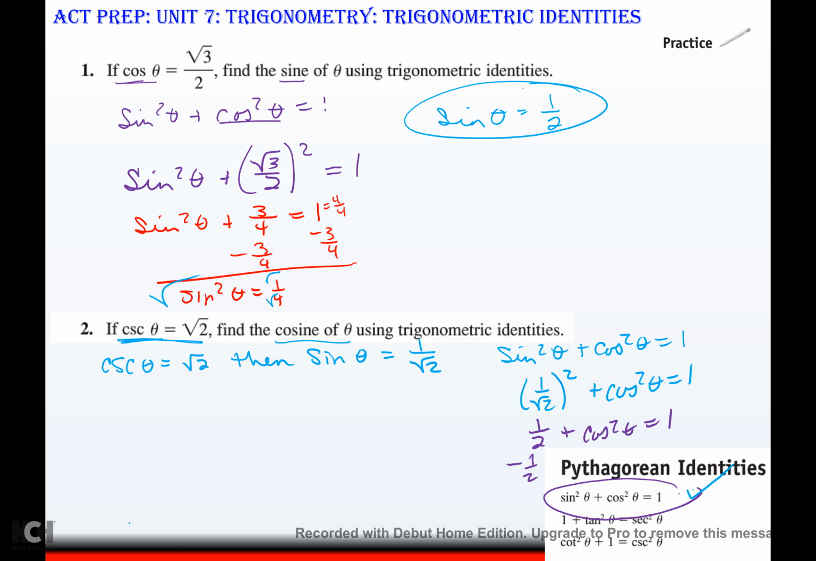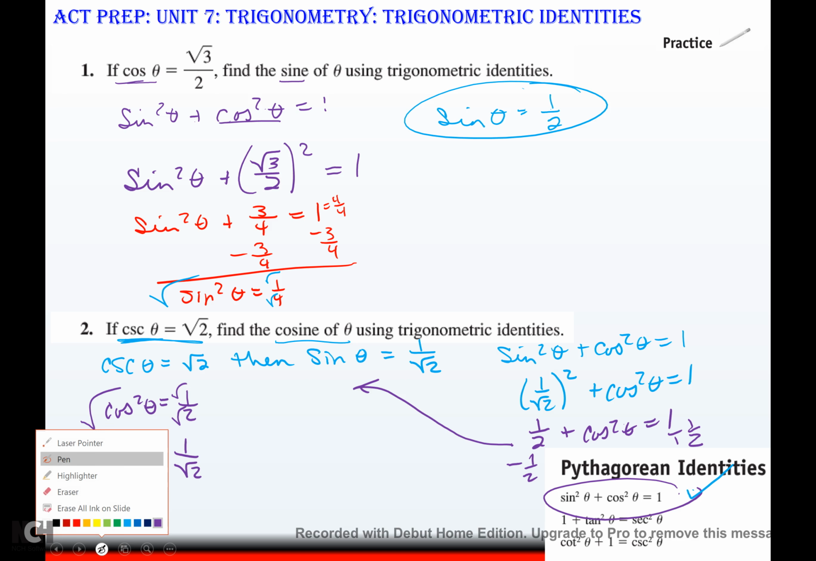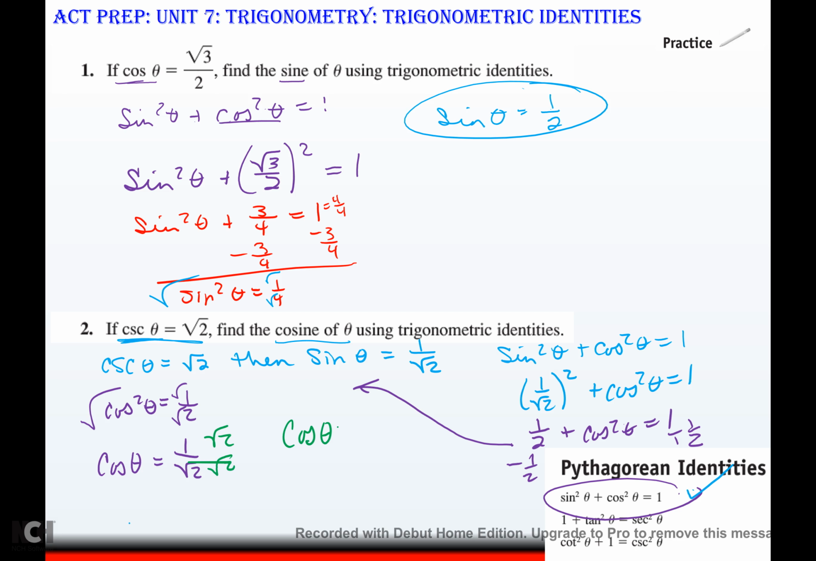Excuse me, subtract 1/2 from both sides, and I get cosine squared theta equals 1/2. 1 minus 1/2 is 1/2. Square root, and I get cosine theta equals 1 over the square root of 2. Which is fine, except I can't leave a radical in the denominator, so rationalize, multiply the top and the bottom by the square root of 2, and I finally get cosine theta equals the square root of 2 over 2. Okay?